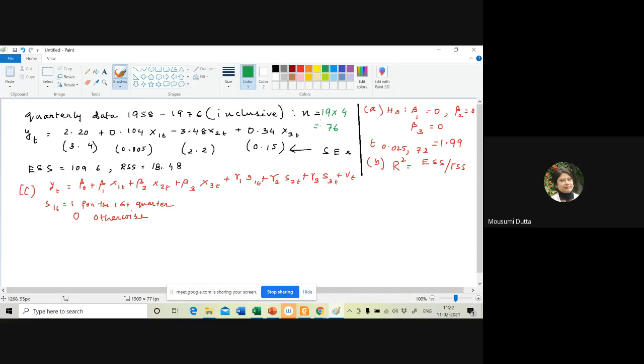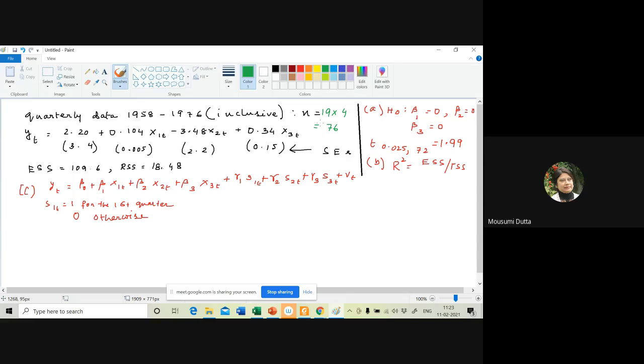And this is the estimated model. Please write down the estimated model. Y_t is equal to 2.20. This Y is basically capital Y, so you can write capital Y. All Y and X are in capital. It is not in the deviation form, and you are finding the intercept is there. So the model is not in the deviation form. So capital Y_t is equal to 2.20 plus 0.104 x1t minus 3.48 x2t plus 0.34 x3t.